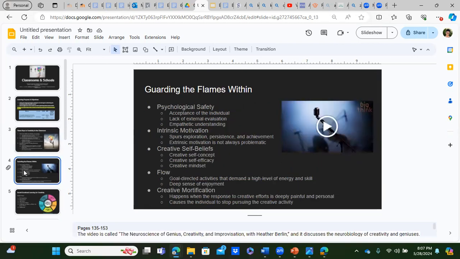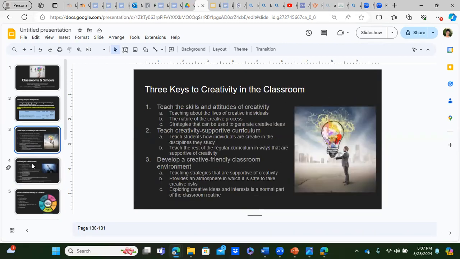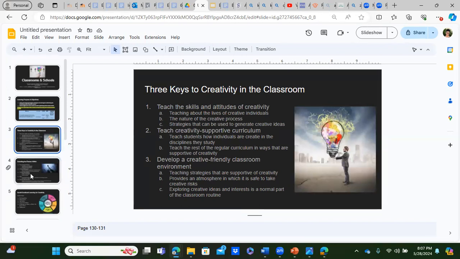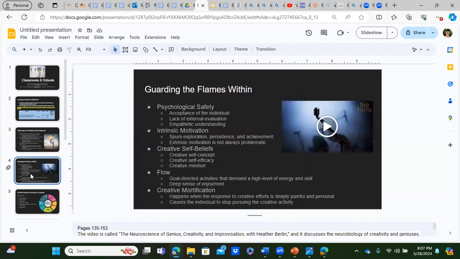And that's actually what we're going to start doing right here, where we're going to talk about guarding the flames within.